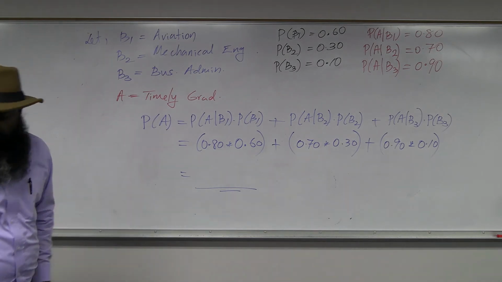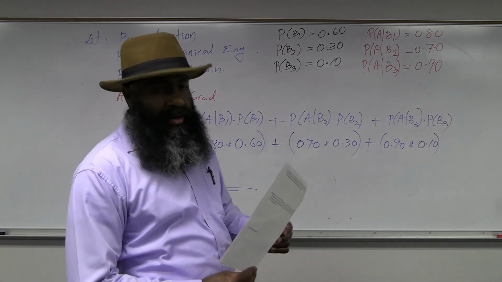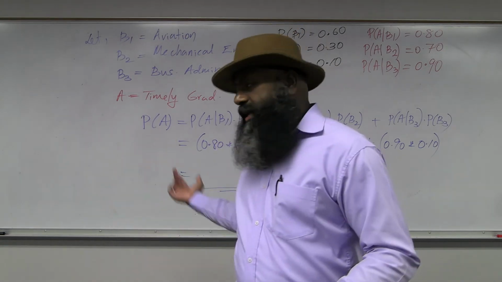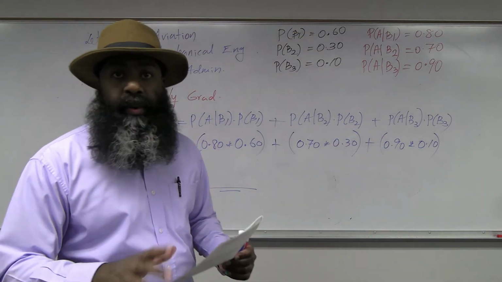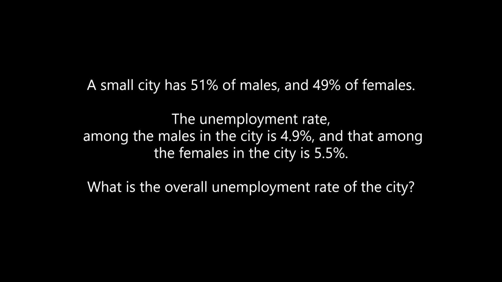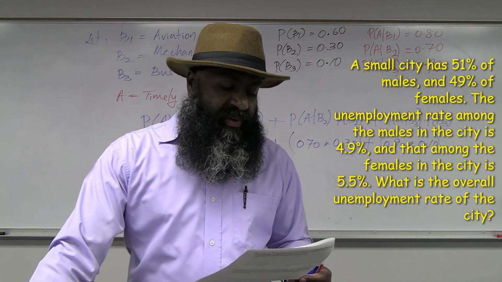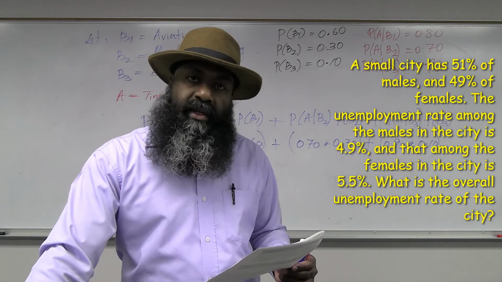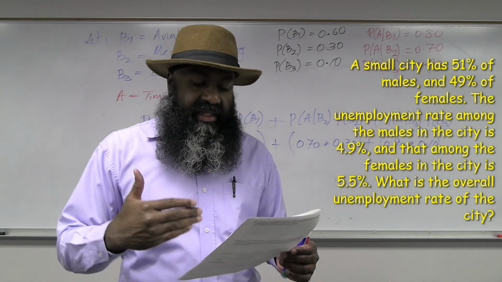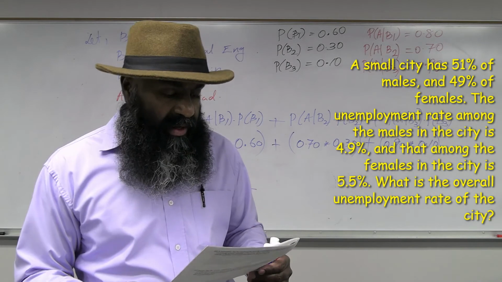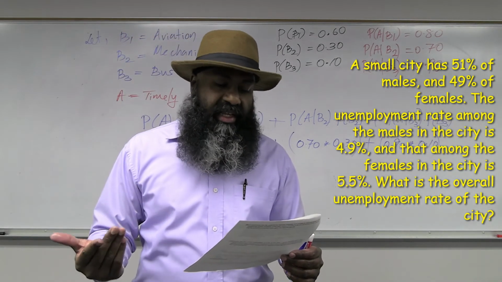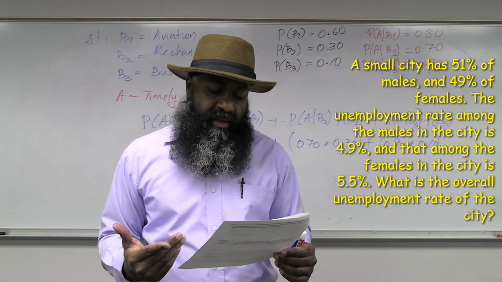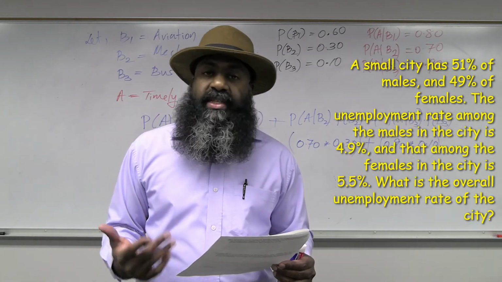All right, so the next question under point number 10 is a similar question, simpler than this one because the next question only has two partitions. A small city has 51% of males and 49% of females. The unemployment rate among the males in the city is 4.9%, and that among the females in the city is 5.5%. What's the overall unemployment rate of the city?